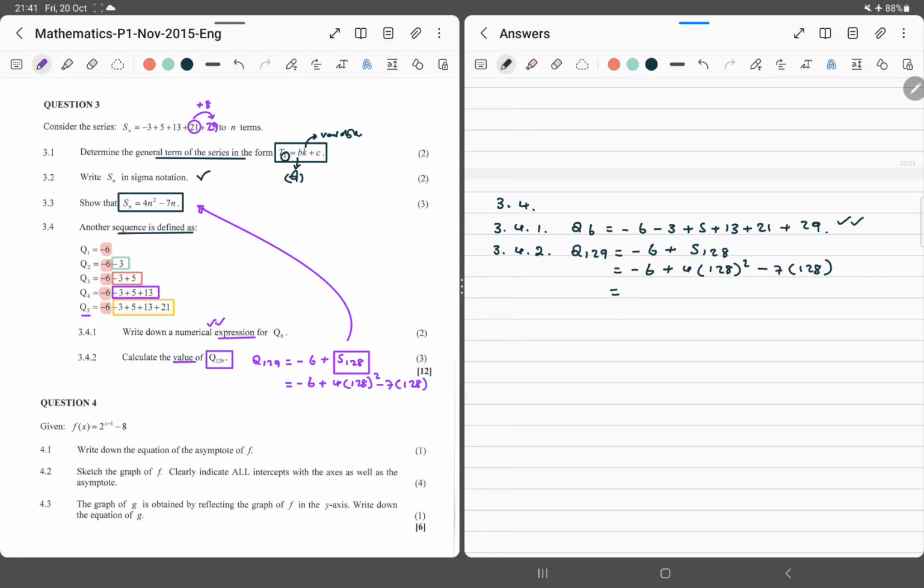So we wanted the numerical value, so we're going to calculate it. Minus 6 plus 4 into 128 squared minus 7 into 128. So I'm getting 64,634 as my answer. So that is it.